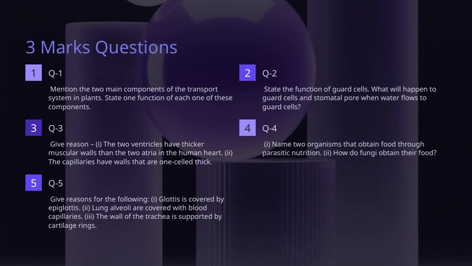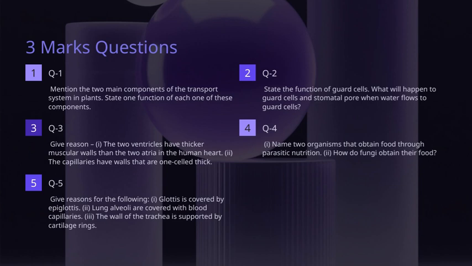Let's move to some reasons behind specific features in our respiratory and circulatory systems. First, why is the glottis covered by the epiglottis? The epiglottis acts as a lid, preventing food or liquids from entering the windpipe during swallowing. Next, why are lung alveoli covered with blood capillaries? This close association allows efficient exchange of oxygen and carbon dioxide between the lungs and blood.